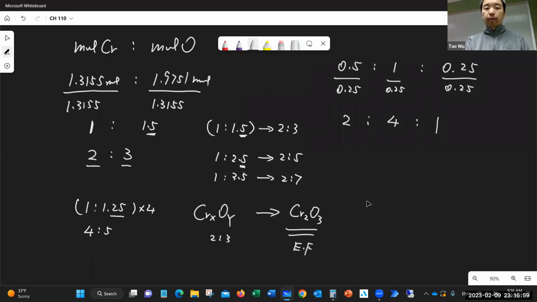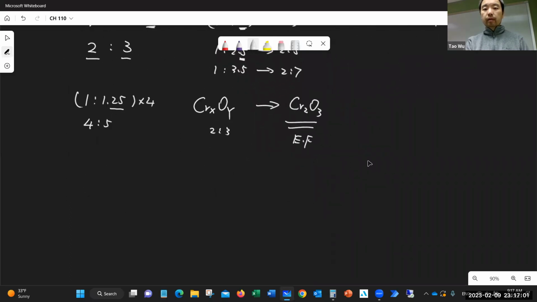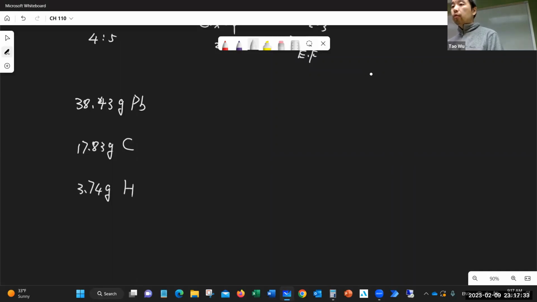Okay, so let's review this part. This one is talking about the mass of three different elements. We have 38.43 gram of lead, and we have 17.83 gram of carbon, and we also have 3.74 gram of hydrogen. So now we have those three.